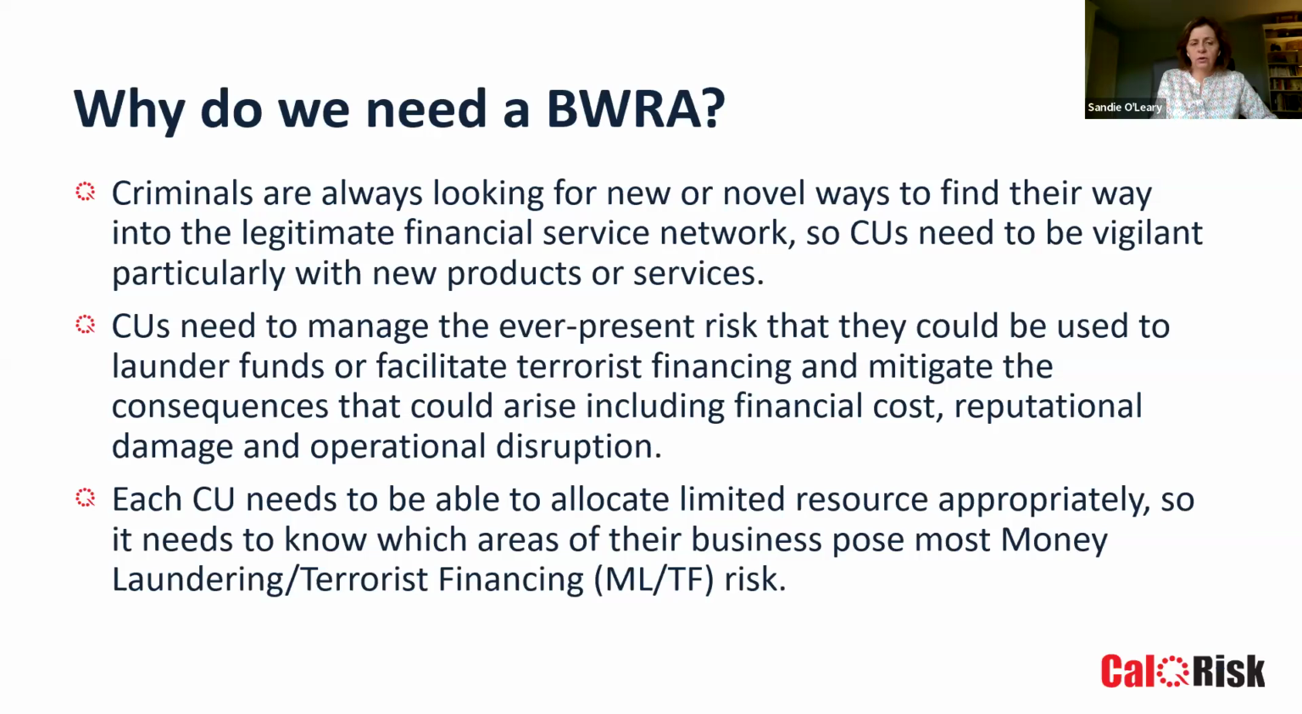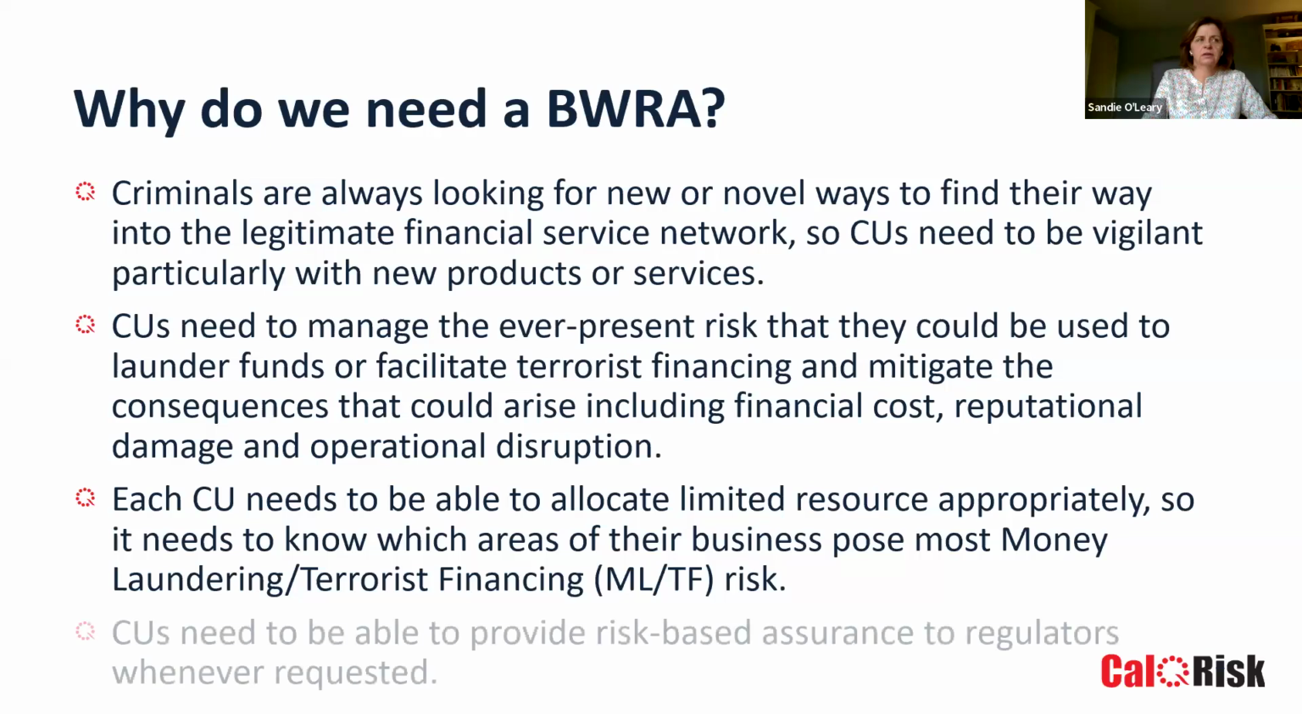Every credit union, as we all know, has limited resources, and it is very important that there's a way to analyze and identify how best to use those resources. So it's really important that we can analyze the AML and CFT area so that we can identify how best to allocate the limited resources that are there. It's one of the key reasons. And ultimately, credit unions do need to be able to provide risk-based assurances to regulators whenever they're requested. Depending on industries, some industries have to submit regular returns, but in credit unions, generally, it's just about being able to demonstrate it on request.